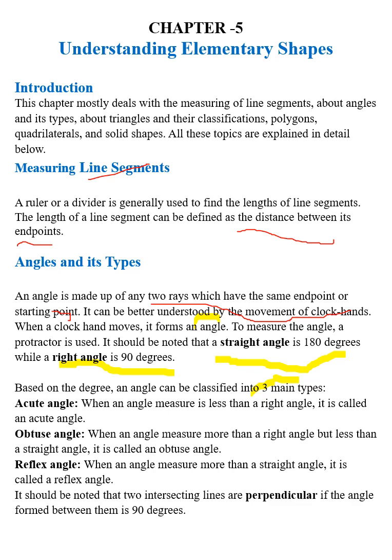It should be noted that two intersecting lines form a perpendicular if the angle formed between them is 90 degrees.